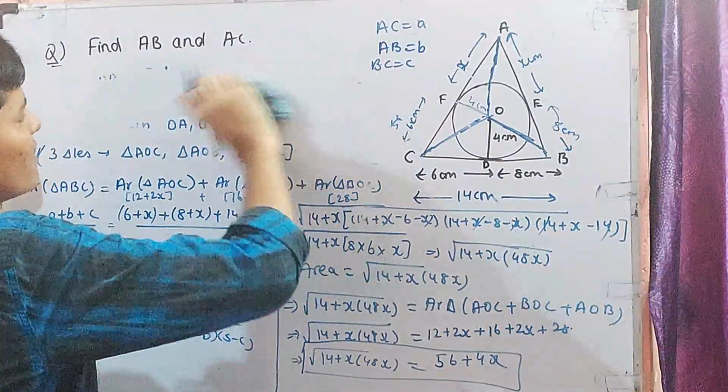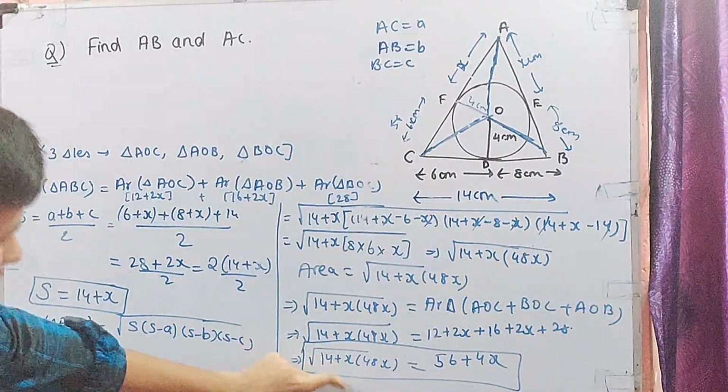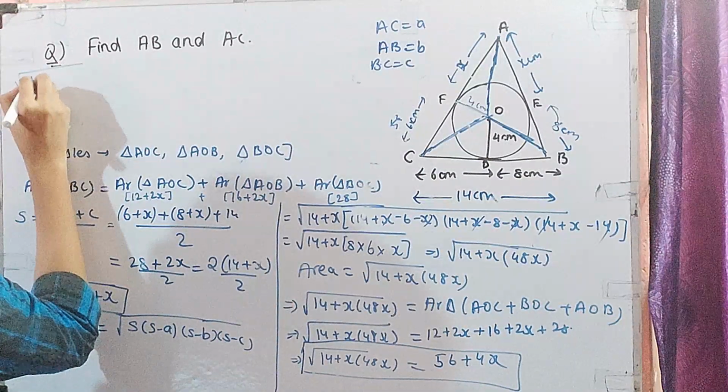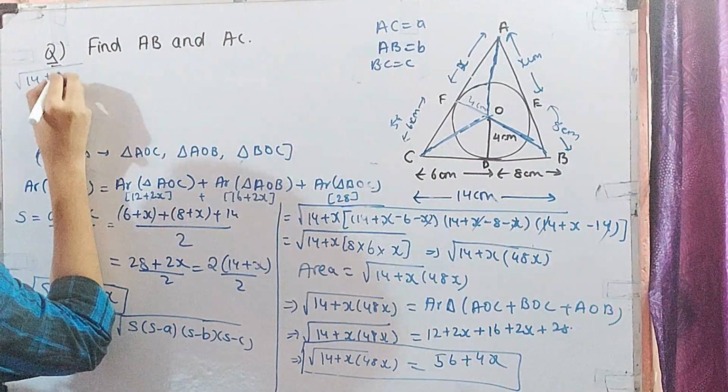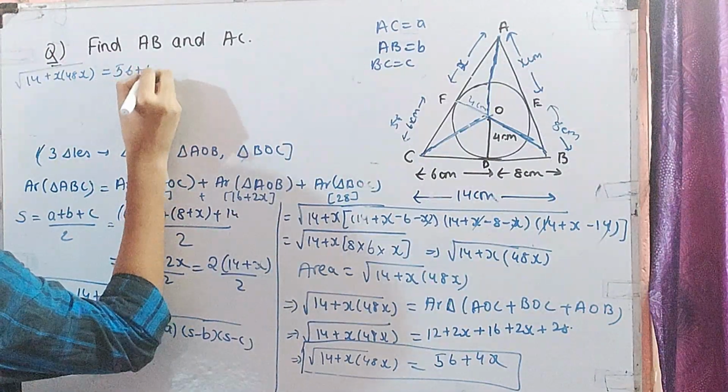Why are we doing everything? We are doing everything just to find the value of x. So now, here we have this equation: 14 into (14 plus x) into 48x under the root is equal to 56 plus 4x.